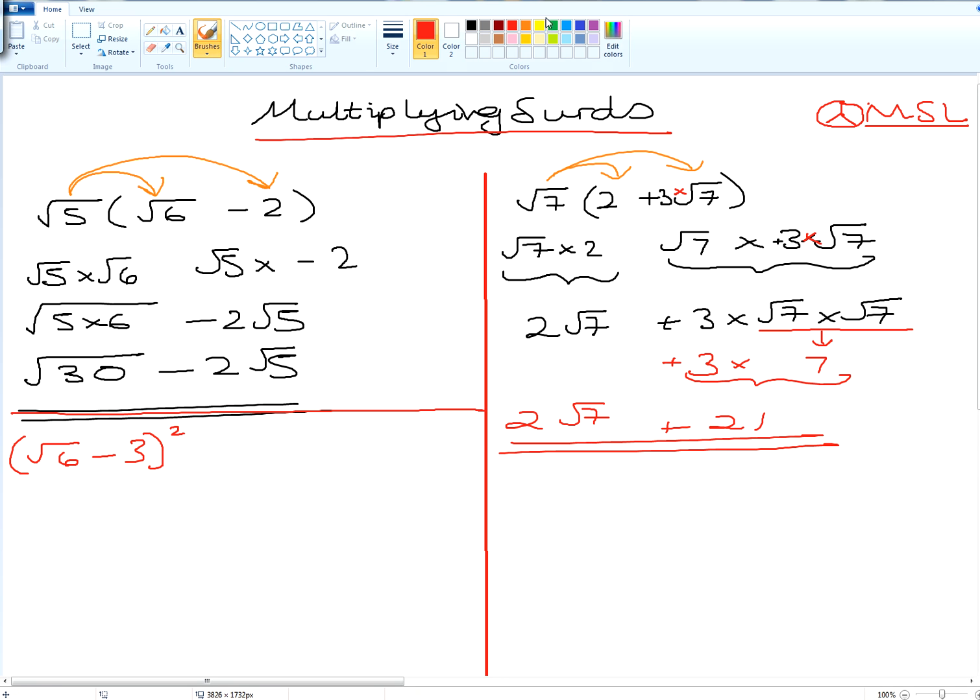Right, let's see if anybody can interpret that for me first. What does root 6 minus 3 all squared mean? It means root 6 minus 3 times root 6 minus 3. That's right, it means times by itself, not times by 2. When you square something, you multiply it by itself and you don't double it. So let's write it out now: root 6 minus 3, root 6 minus 3.